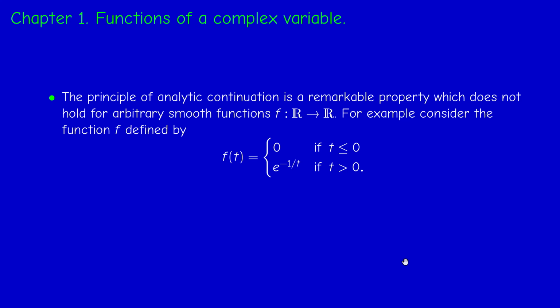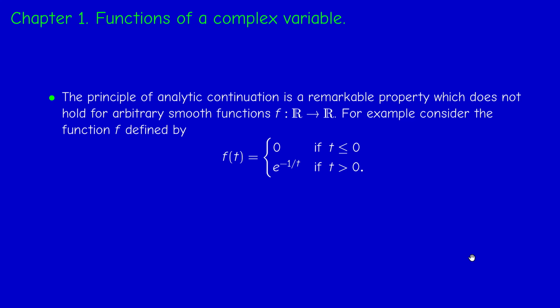Consider this function f of t, which is 0 if t is less than or equal to 0, and is given by the exponential of -1 over t if t is positive. Now, of course, first you observe that f is continuous. Why? Because what is the limit of -1 over t as t tends to 0 from the right? This is minus infinity, and e to the minus infinity is 0. So the first observation is that f is continuous, but it's actually much more.